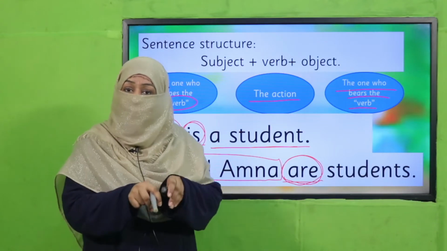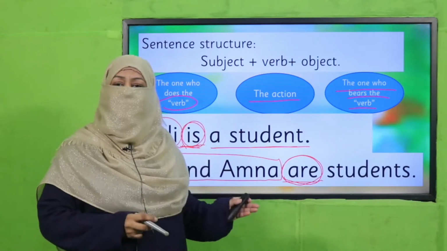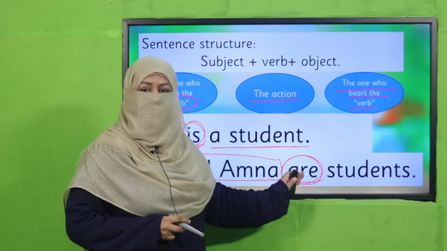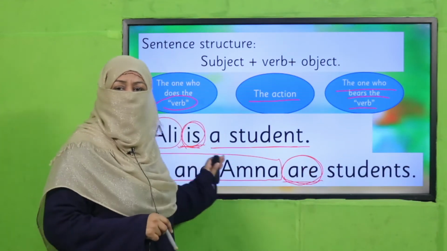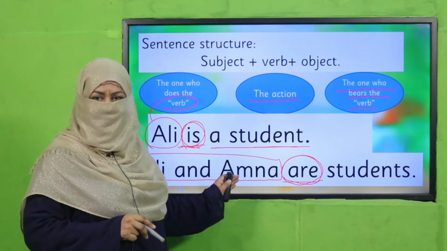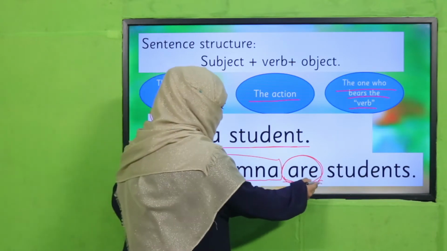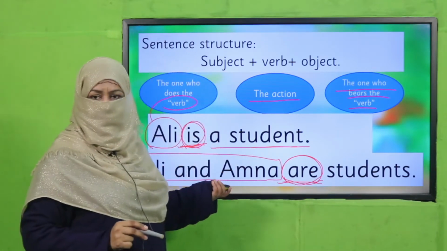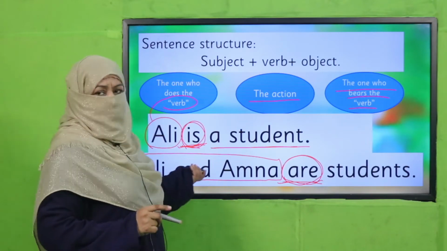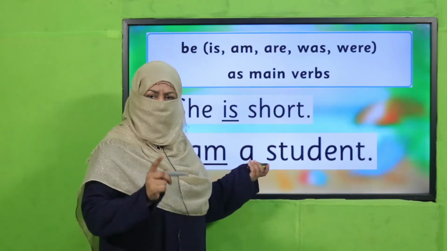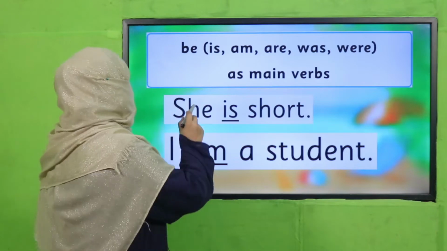So it means Ali and Amina are still students. Are students means now they are students. This sentence is telling the present state of Ali and Amina. Are you getting it? All right. So beta, this is known as the main verb. And today our focus will be the main verb. Helping verb, inshallah, we'll discuss in the next grade.